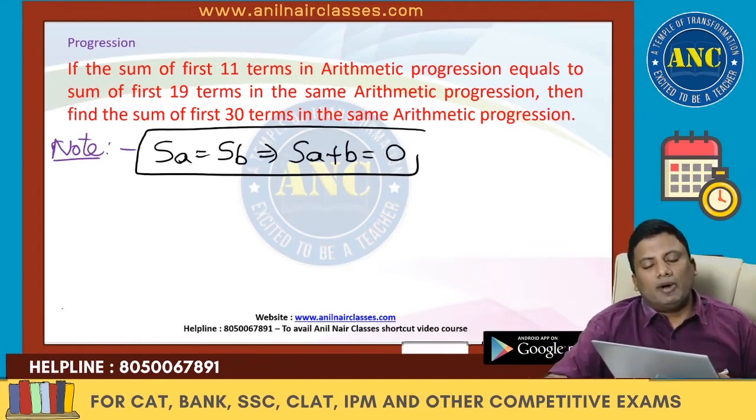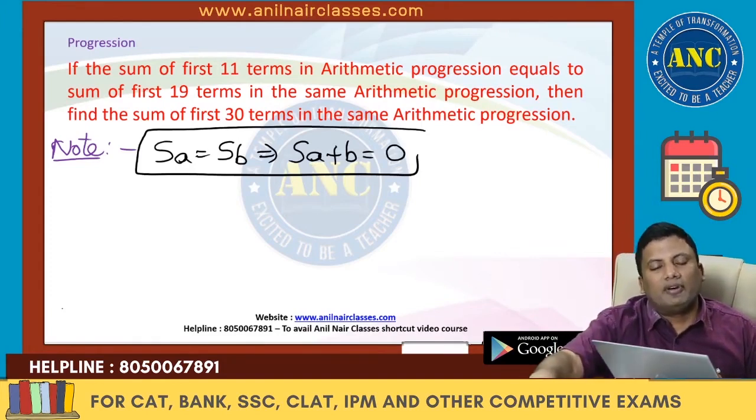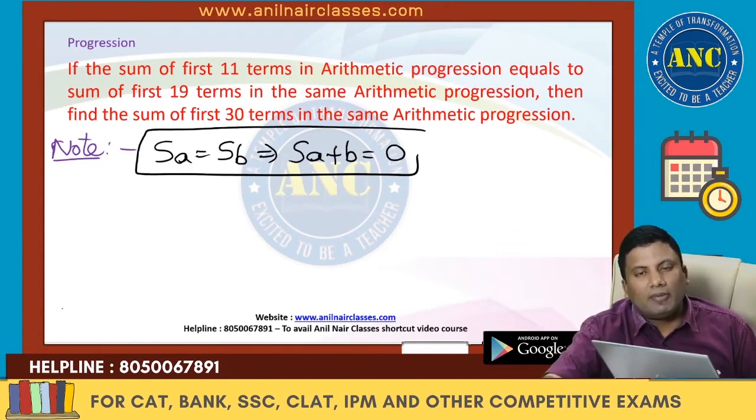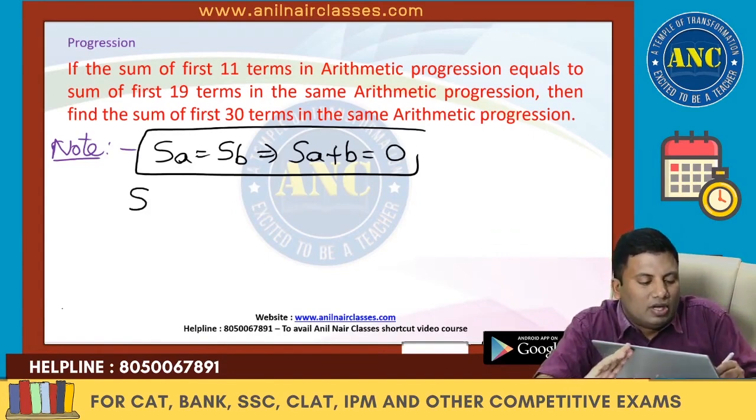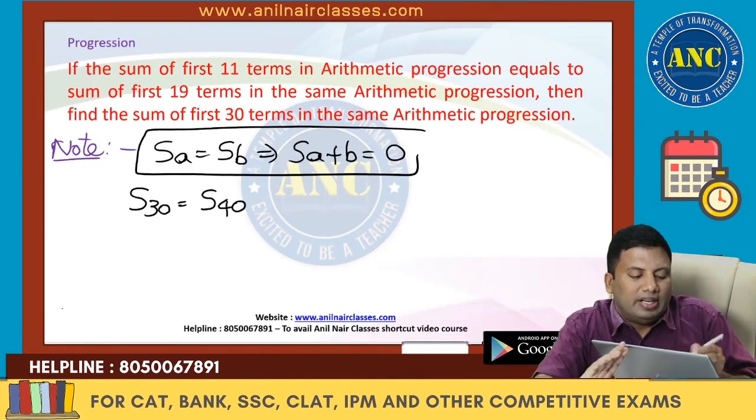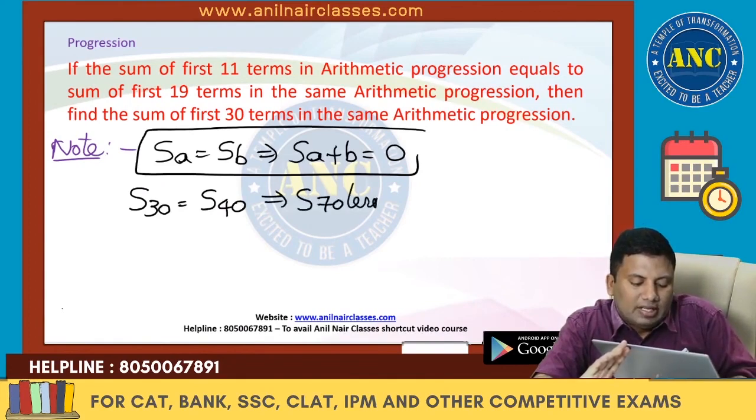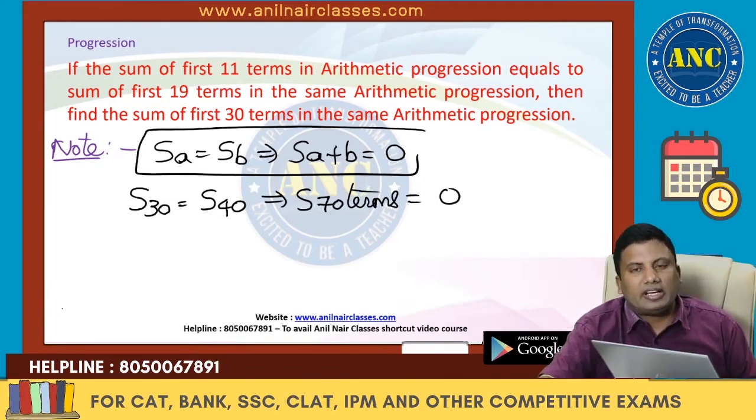Another important note: if SA equivalent to SB, then SA plus B equivalent to 0. If sum of A terms is equivalent to sum of B terms, then sum of A plus B terms will be 0. Sum of 30 terms is equivalent to sum of 40 terms, so sum of 70 terms will be 0.